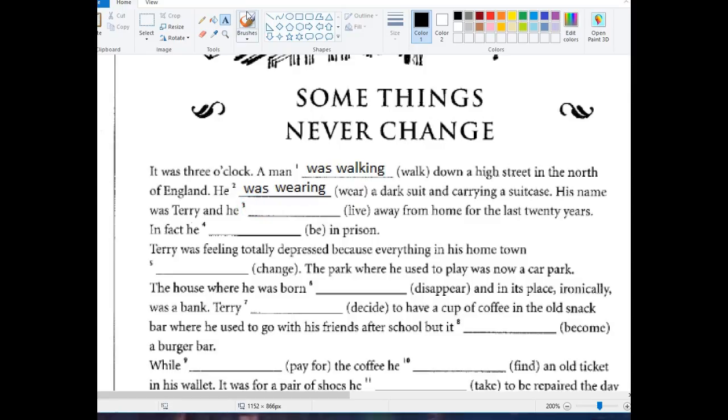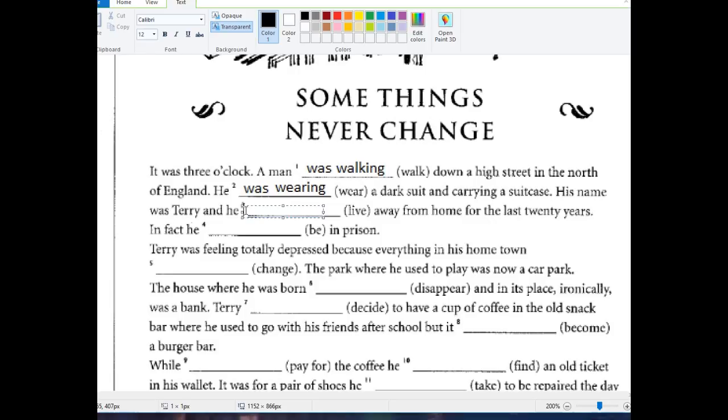His name was Terry, and he... Now, notice at the end of the sentence we have for the last 20 years. That for is a signal word for perfect tenses. Live can be stative or dynamic, and I actually prefer it as a dynamic verb, but you can use it in a stative way. So you can say had been living or had lived.